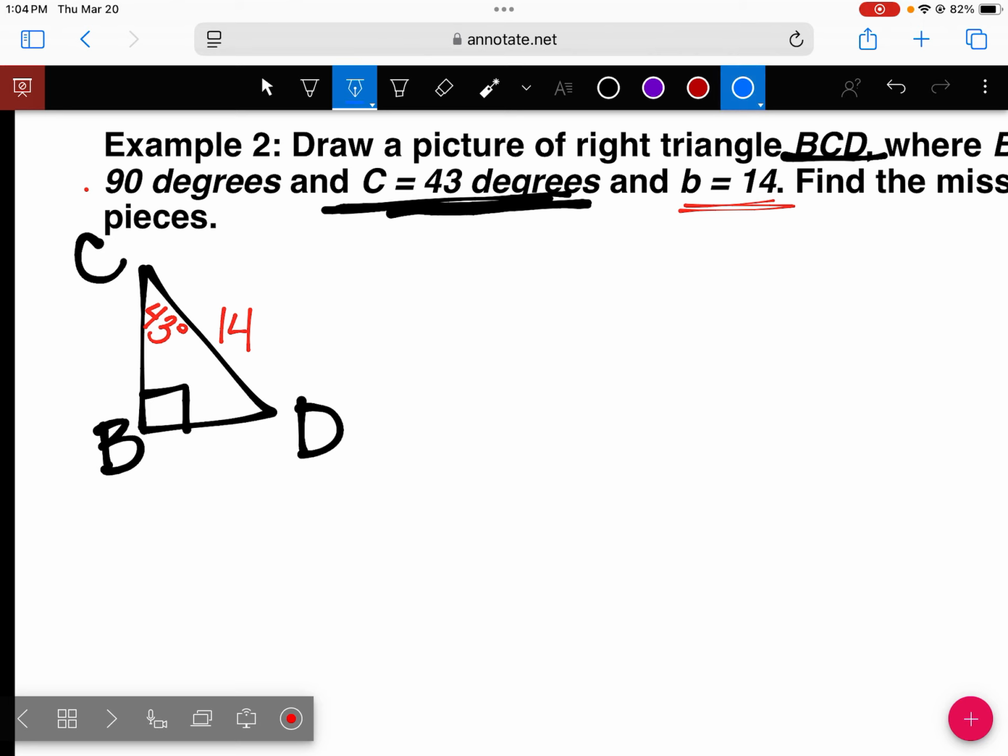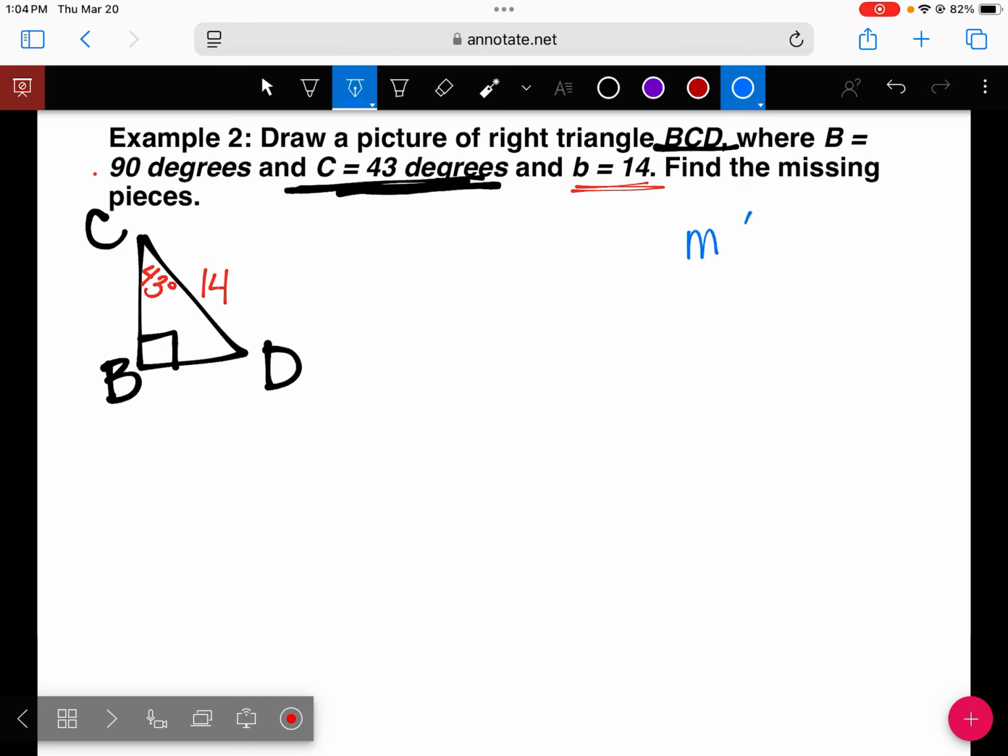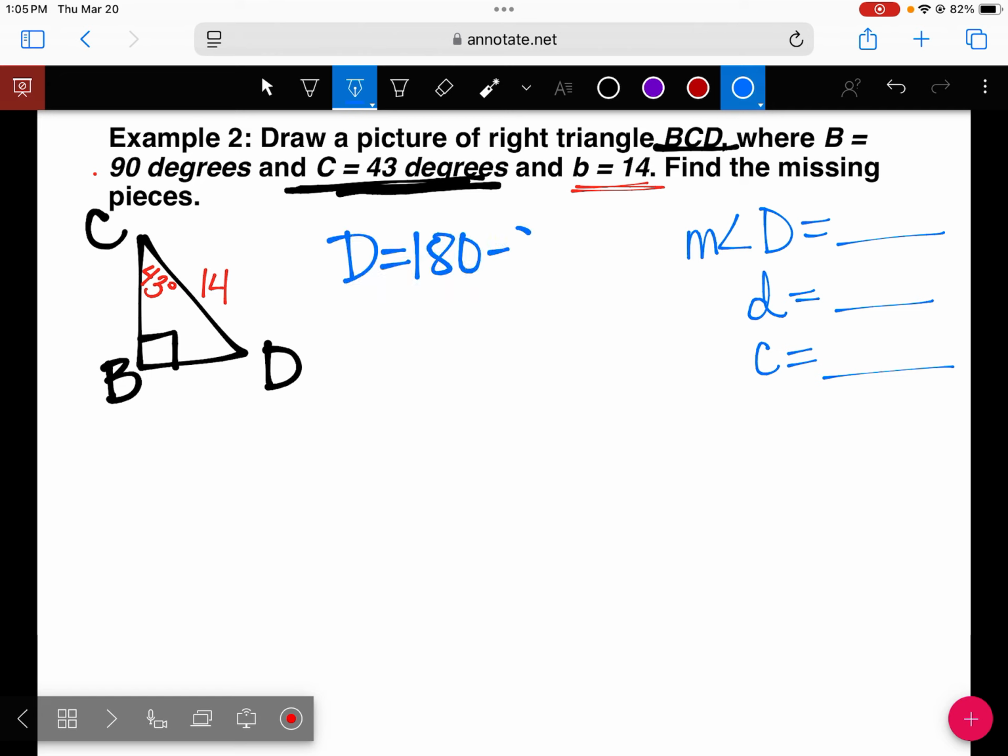And we got to find the missing pieces. So what are the things we don't know? We don't know the measure of capital D, which is an angle. I also don't know the length of side D or the length of side C. Now, of these three things, the easiest to find would be the angle, because you know two angles. So picking up your calculators, we know that angle D is going to equal 180 minus 90 minus 43.